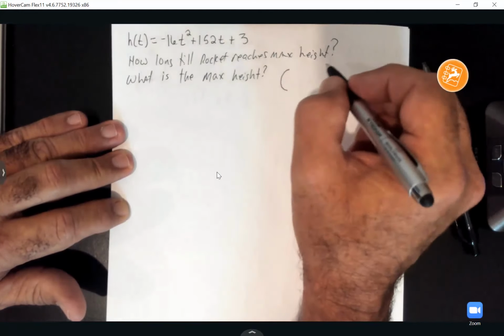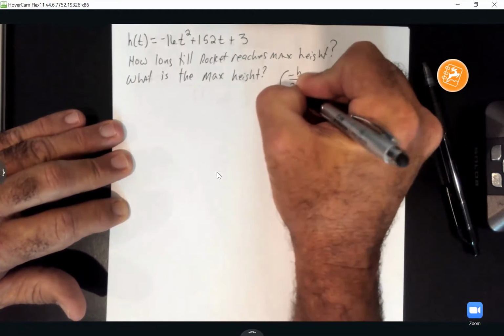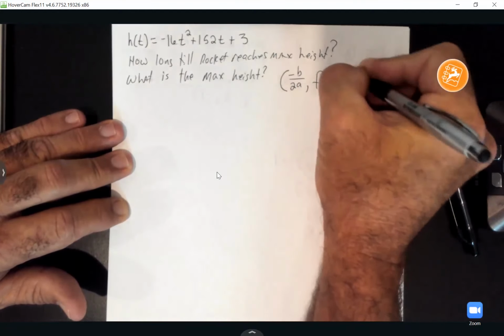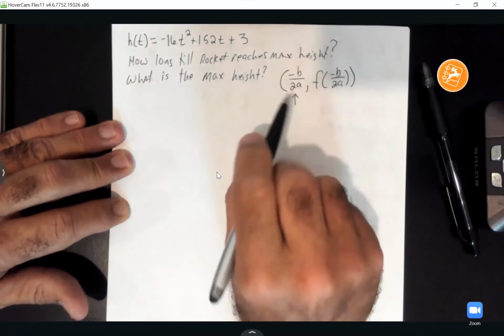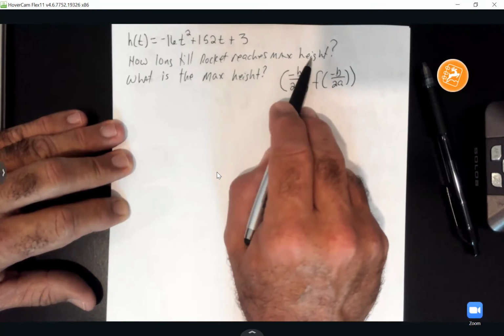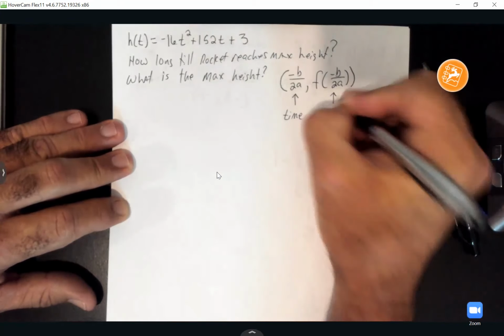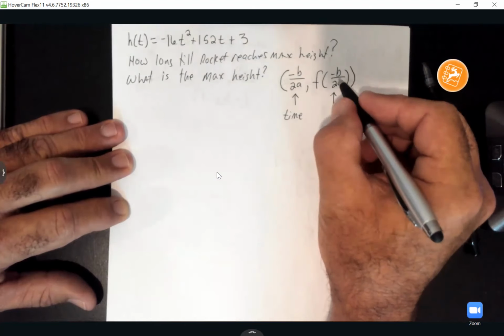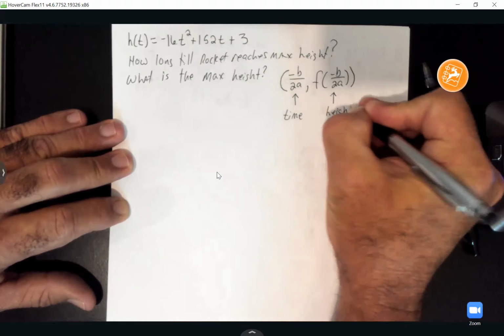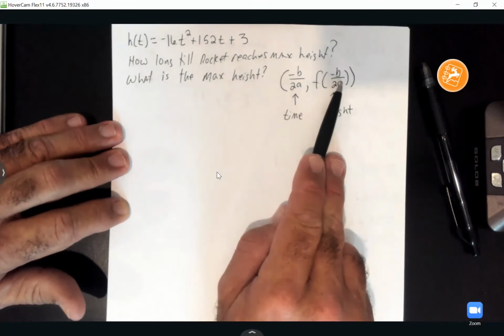max height and the time it takes to reach max height, I'm going to do my vertex formula, -b over 2a, and then f of -b over 2a. So the x value, which is the -b over 2a part, that's going to tell me how long it is. That's going to give me the time. The y value here, the function of -b over 2a, the y value is going to give me the height. Okay, so the time is given by the x value. The height of the rocket will be given by the y value.